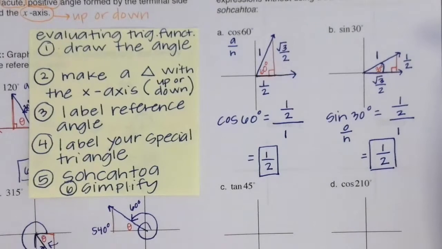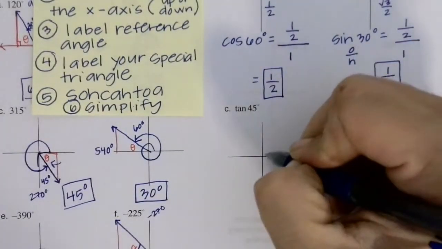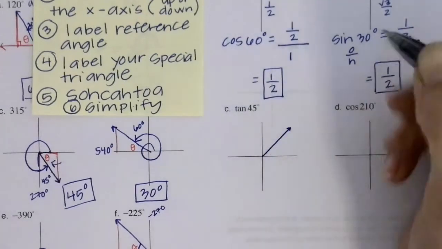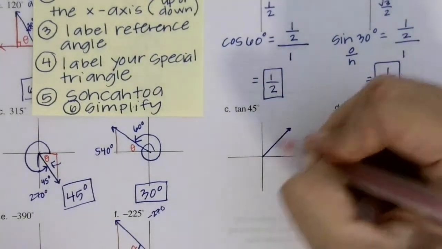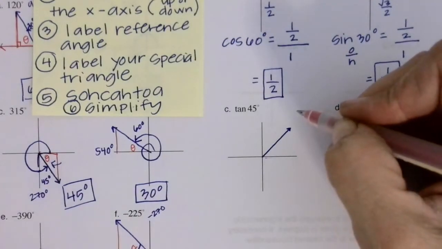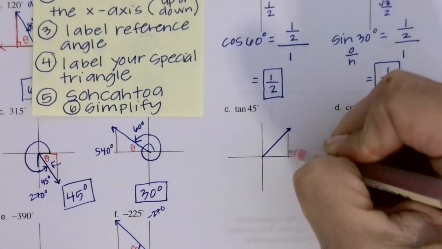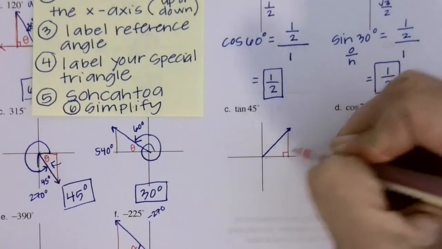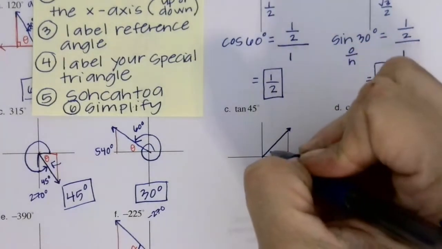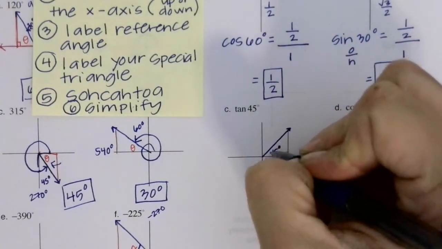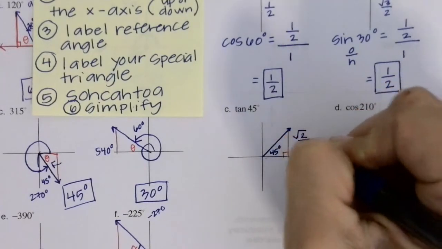All right, moving on. Tangent of 45 degrees. So here's the 45-degree angle. Again, initial side if you want, I don't want. 45 degrees cuts that quadrant exactly in half, so do your very best to make sure that you do that too. And these two sides of the triangle should be equal. So label your reference angle. It's a 45-degree angle, and then you're going to label your special triangle.